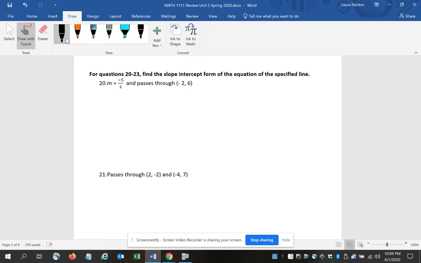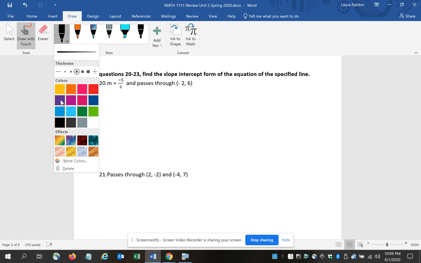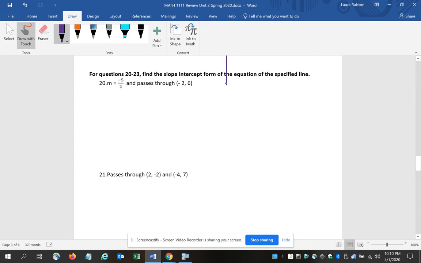For question 20, we're told that our slope is -5/2 and passes through -2, 6. As I mentioned earlier today, I hope when you see that phrase, write the equation of the line, that you'll think, okay, I need the slope, I need a point, and I'm going to use the point slope form of the line. I would put all these formulas together on one page to help yourself out.